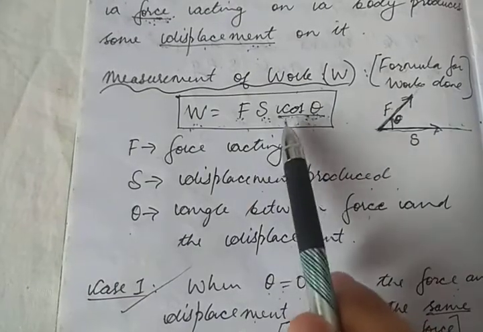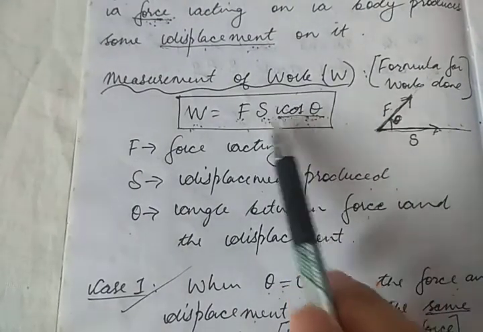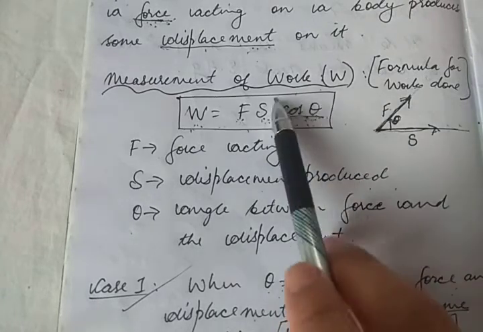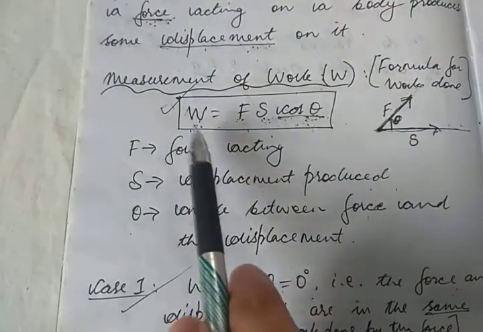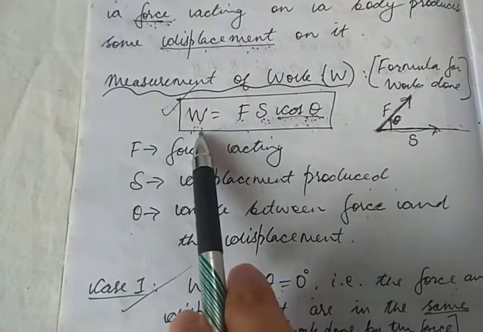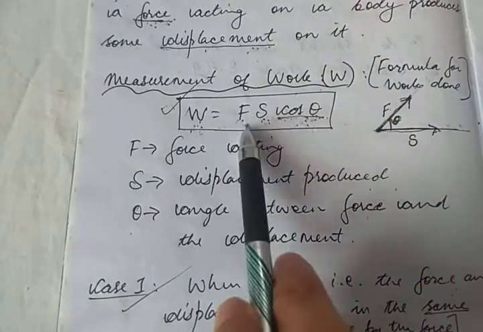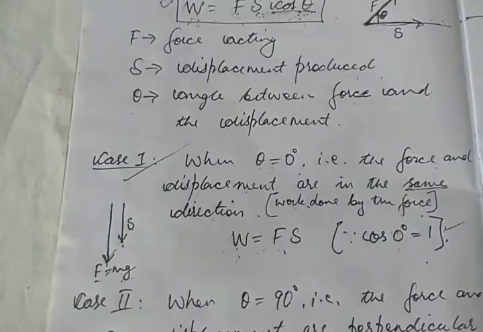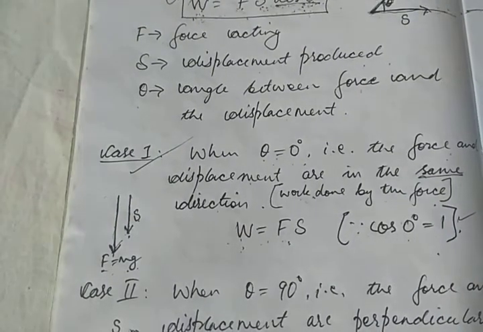I think I'll make a separate video to show you how this cos theta component comes, but for now you have to remember this formula. Work done is F S cos theta. In some books it might be given as F D cos theta, where D is the displacement. So, keeping the formula in mind, work is Fs cos theta.